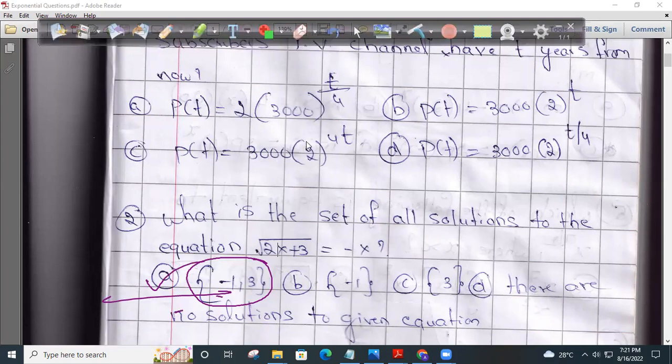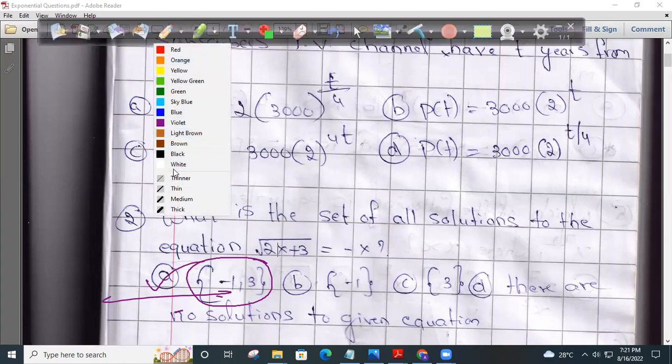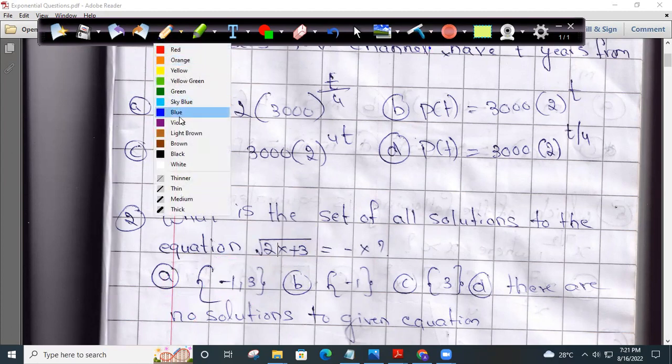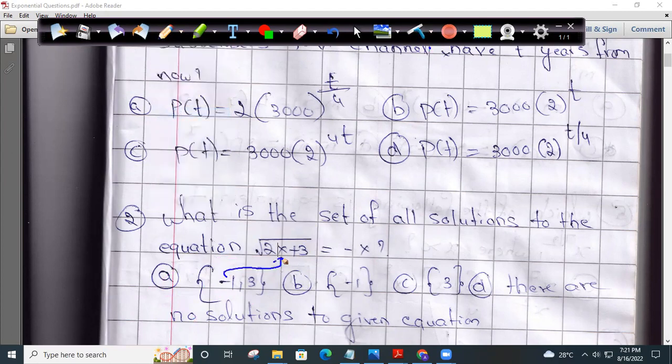You just need to remember the concept that I explained to you. What is the concept? Square root of a number is always positive. Now, I know one of these is my answer, so I'll try to plug in from the options. Try to plug in minus 1. Square root of 2 into minus 1 plus 3 is my left hand side, and my right hand side is minus of minus 1. Left hand side is minus 2 plus 3, which is square root of 1.